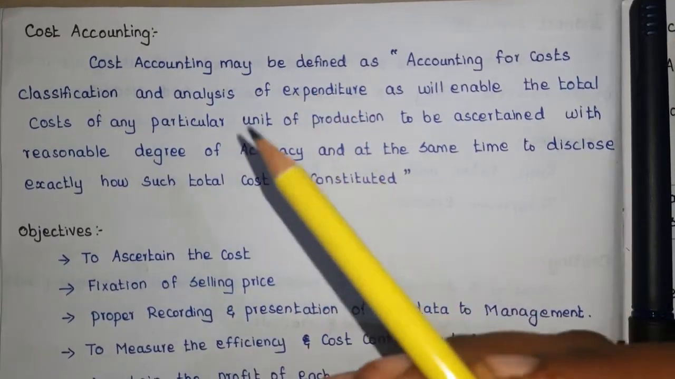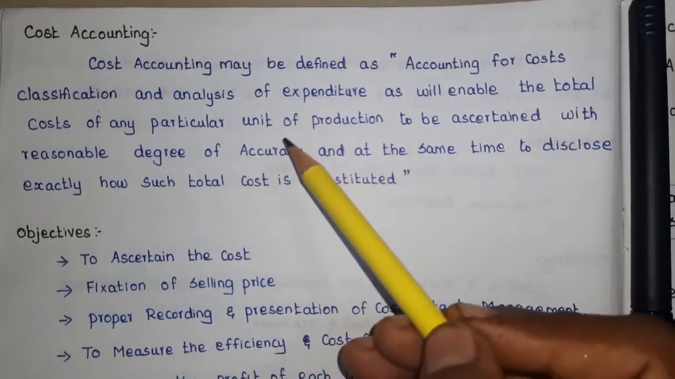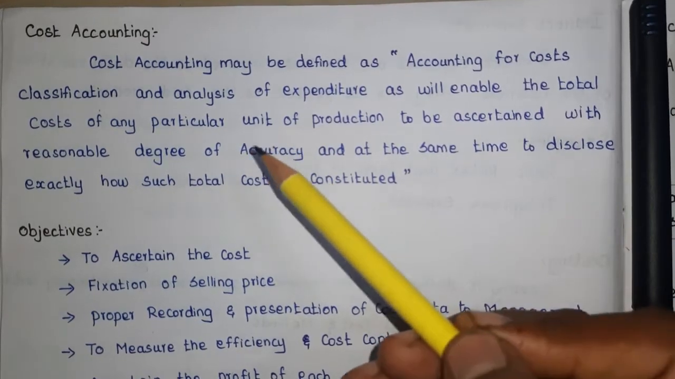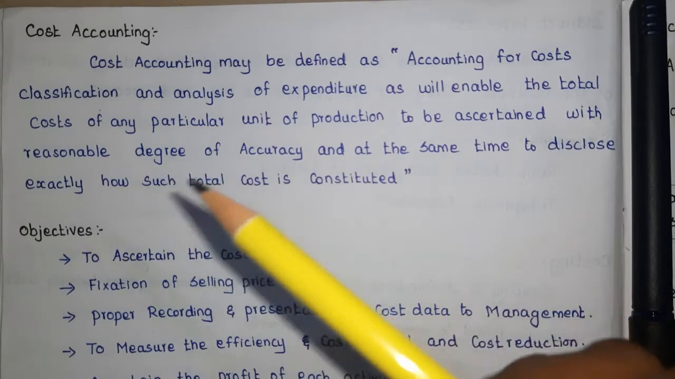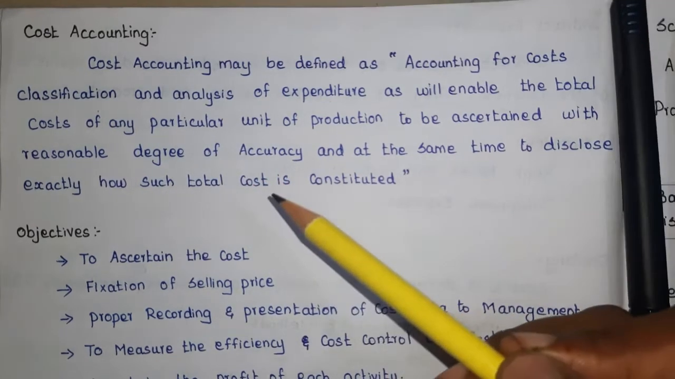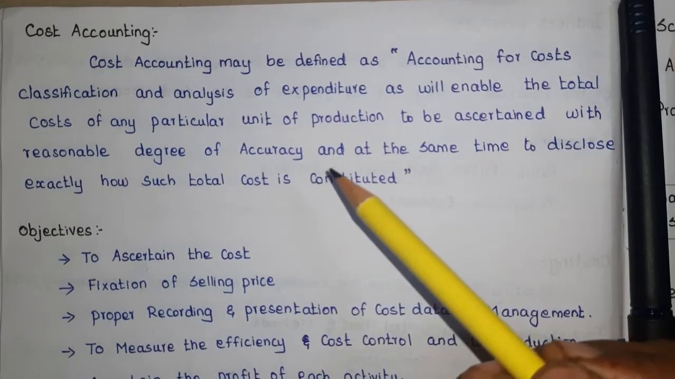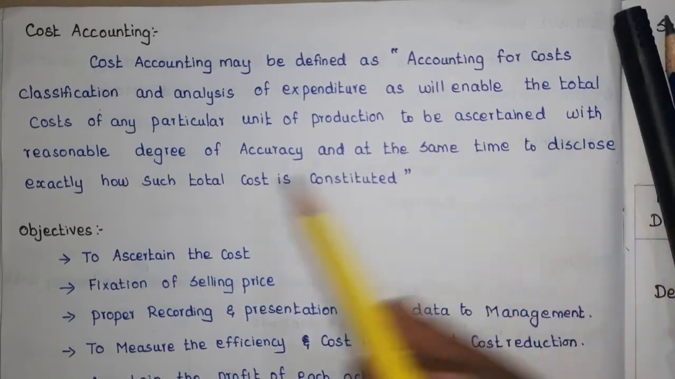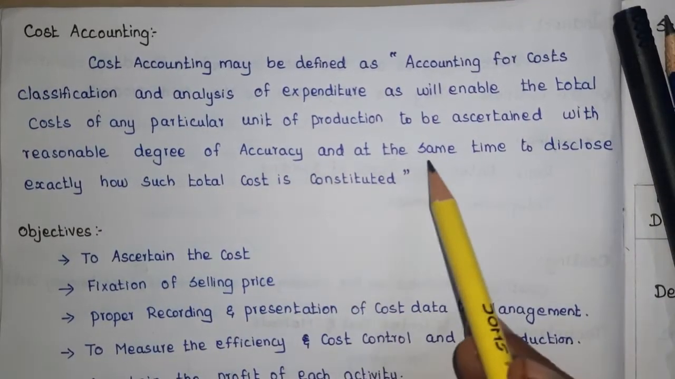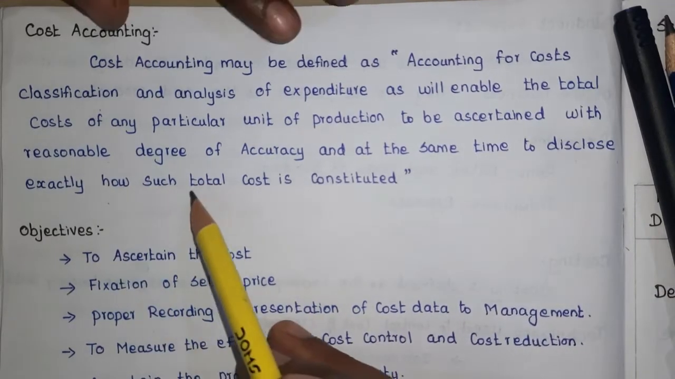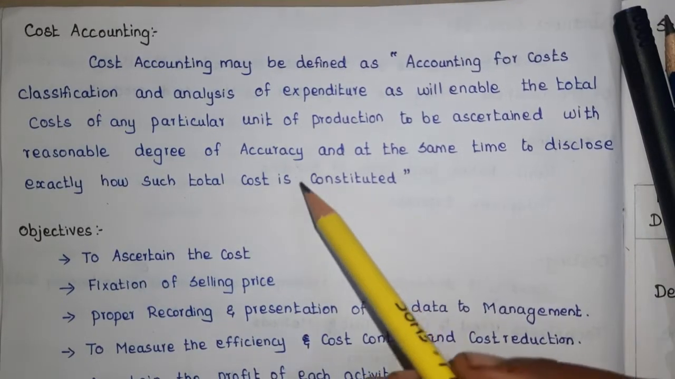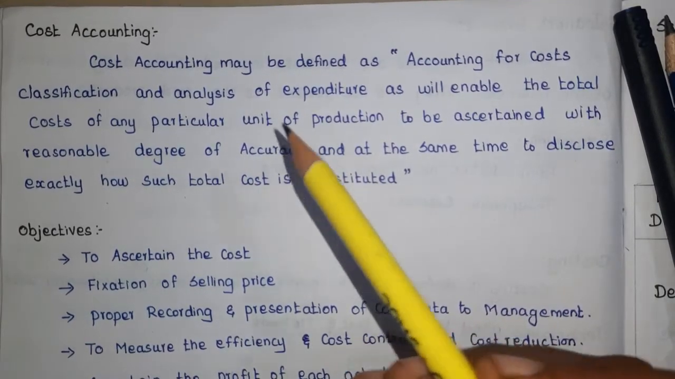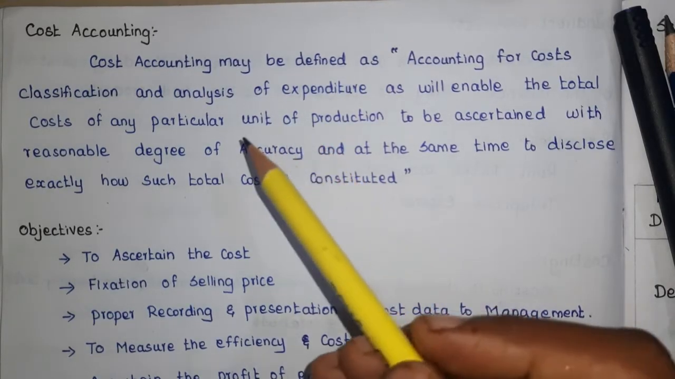Here it refers to cost recording, cost allocation, etc. Cost recording refers to posting of cost transactions into the various ledgers maintained under the cost accounting system. Next, cost allocation. Allocation of cost refers to allocation of cost to various products or departments. It is done with a reasonable degree of accuracy and at the same time to disclose exactly how such total cost is constituted. Accuracy means exact accuracy, that is, no mistakes should happen when accounting for costing.